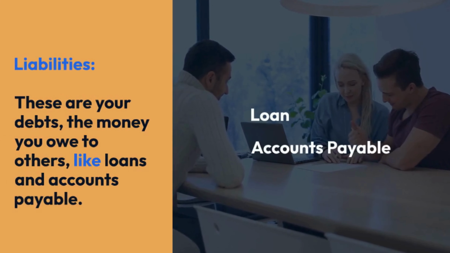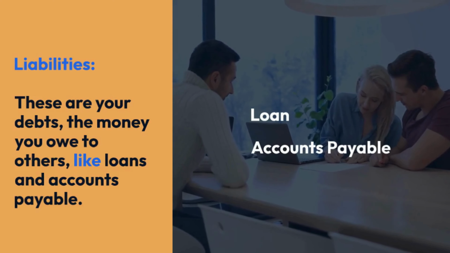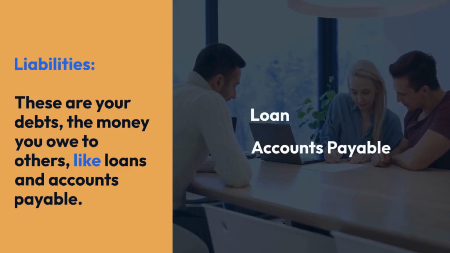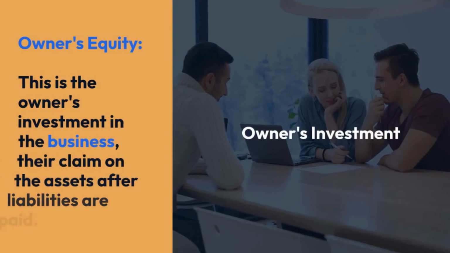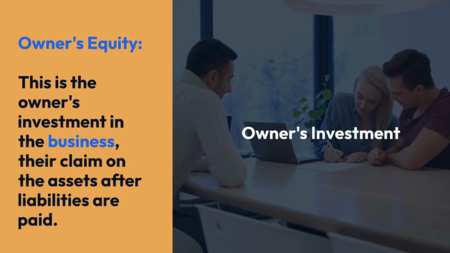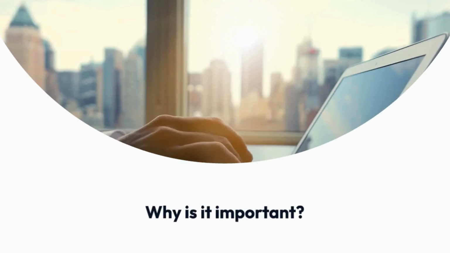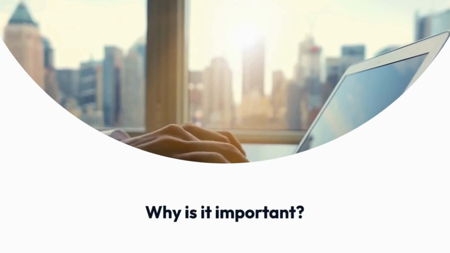Liabilities. These are your debts, the money you owe to others, like loans and accounts payable. For example, loan, accounts payable. Owner's equity. This is the owner's investment in the business, their claim on the assets after liabilities are paid. For example, owner's investment.